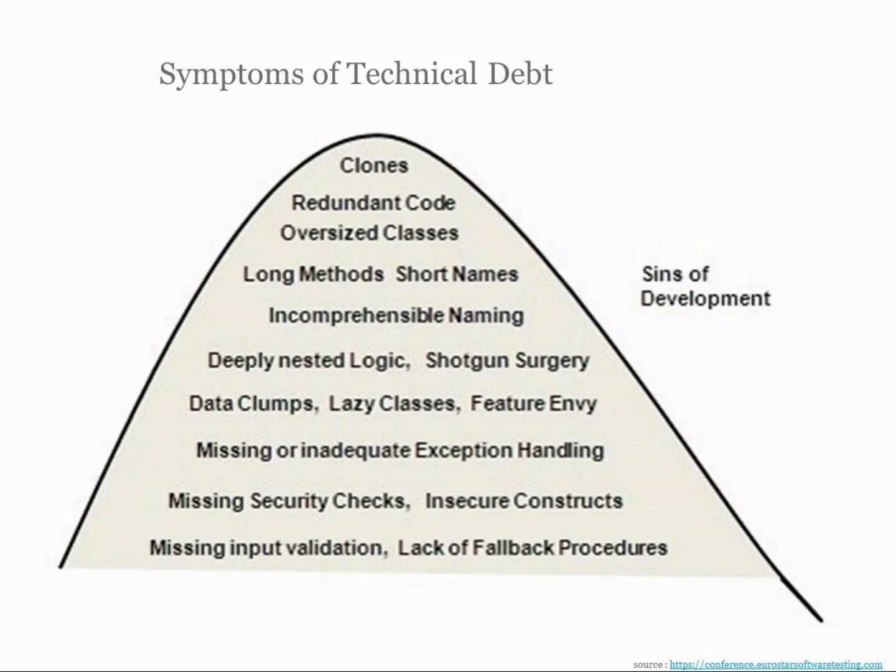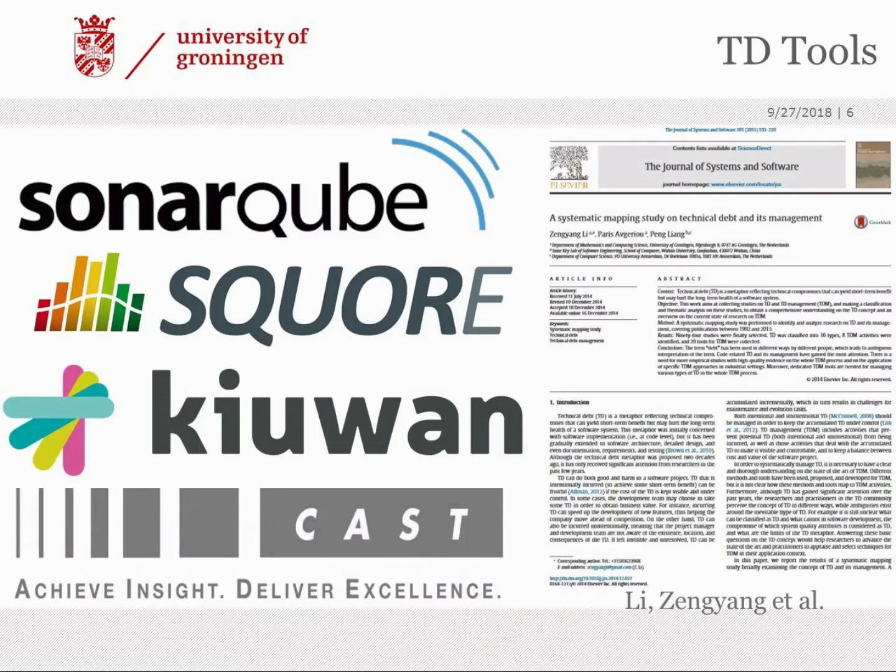In the literature, here we can see some symptoms of technical debt, for example duplicated code, mishandling of exceptions, or other items on the list. Actually, there are many tools in the literature, like SonarQube, SQALE, and CAST, that detect the technical debt in a project. And this one is a mapping study by Zengyang Li that describes all the methods and all the tools that are available and the different types of technical debt issues they can detect.